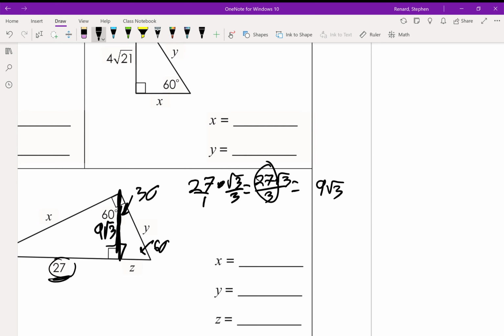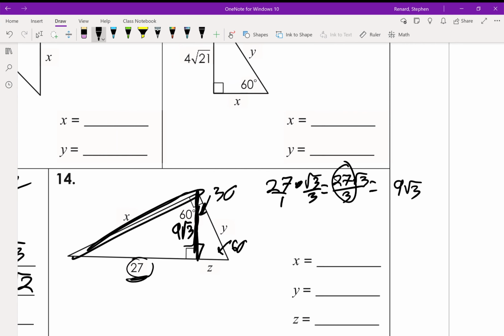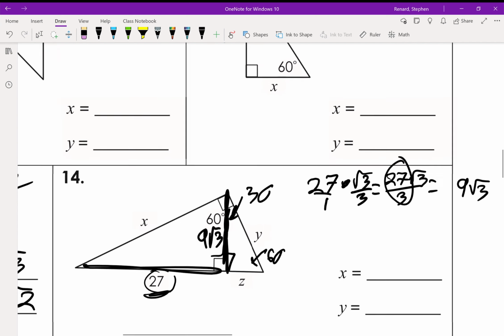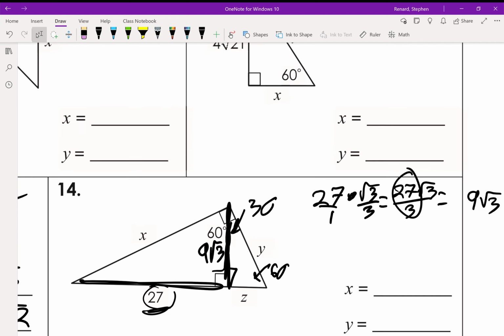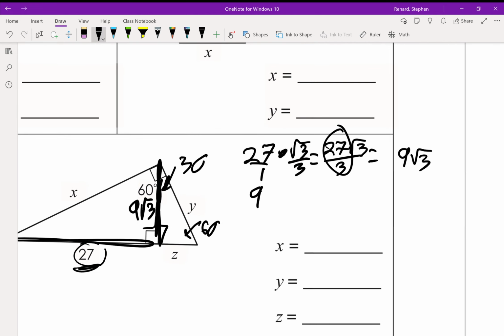Notice I don't put anything down in our answer box because we're not being asked what that is. But this right here is the hypotenuse of the triangle that I started with. To get that, I look at my flow chart. Once I get my short leg, 9 radical 3, times 2, that gives me that hypotenuse right here, x, which is 18 radical 3.